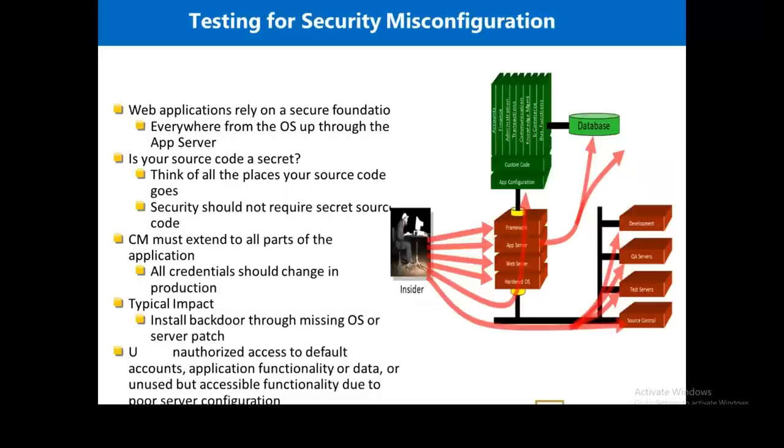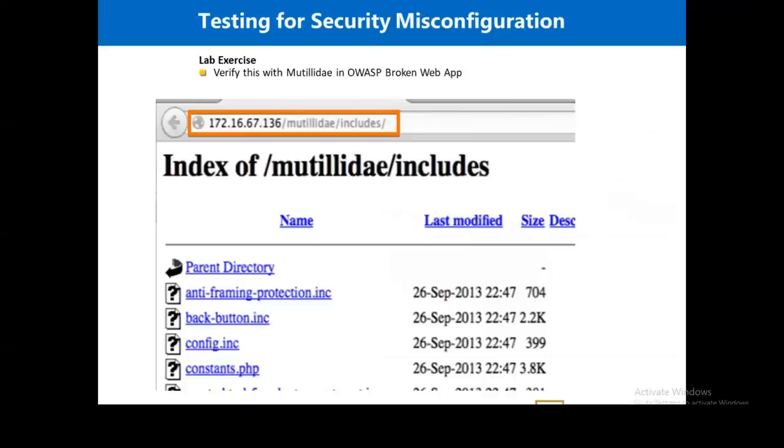So there are a lot of tests that can be conducted. You can test for security misconfiguration, like is the server well hardened, is the database well hardened, do you use the default accounts, have the default accounts been changed, do you use standard practices like the Center for Internet Security guidelines to harden your server, and all of that. So for Mutillidae, if I want to see whether the application is vulnerable to directory traversal, let's try this.